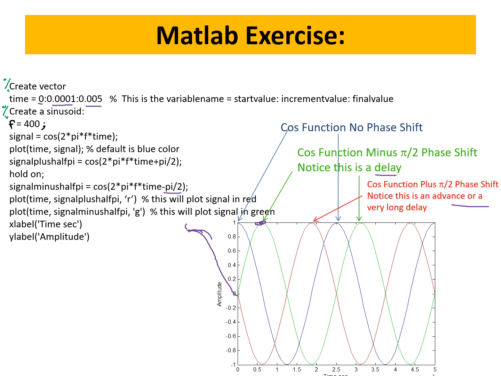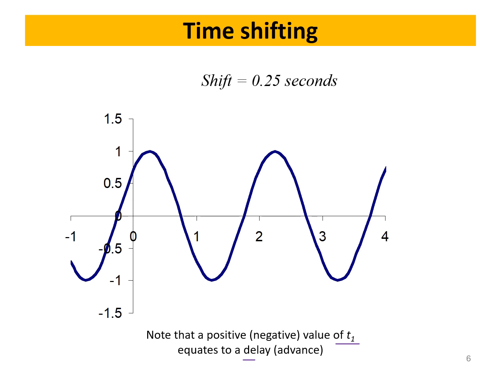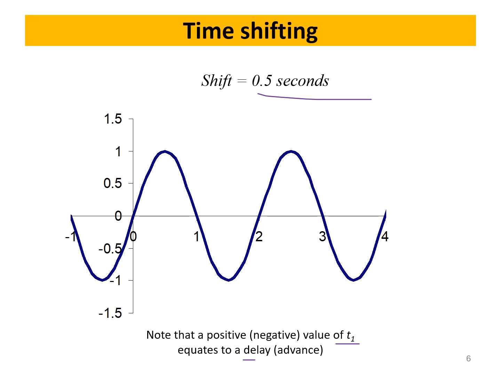I just want to make sure that we see the phase shift effect on a sinusoidal signal, and that's how it looks. Now, for the time shift, note that a positive value of t equals a delay. Remember, we are talking about this here. That's the shift, and if you shift by 0.25, the first one, this is 0.5 second, you're also delaying the signal in time. So a positive value of t equals a delay.